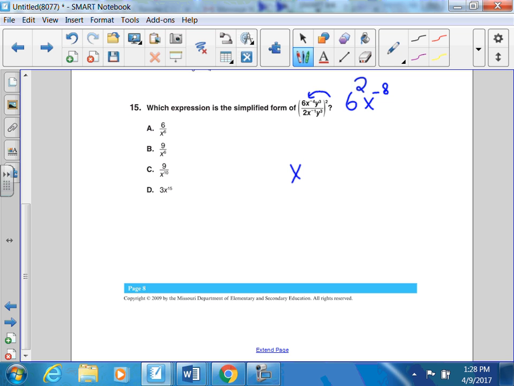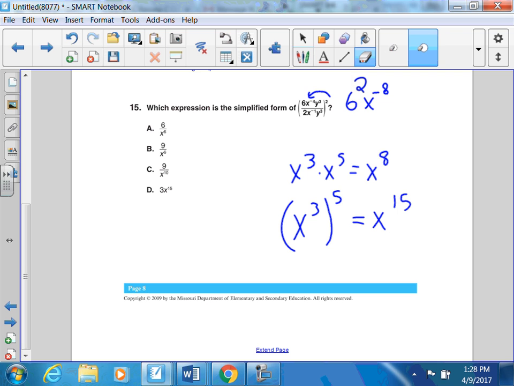Just to refresh, if you have x to the third times x to the fifth, that's going to be x to the eighth. That's when you add the exponents. But if you have x to the third and all that to the fifth, that's when you multiply the exponents. That's x to the 15th. Okay, so just make sure we know the difference there. This is going to be power of a power, so we're going to be multiplying all the exponents.